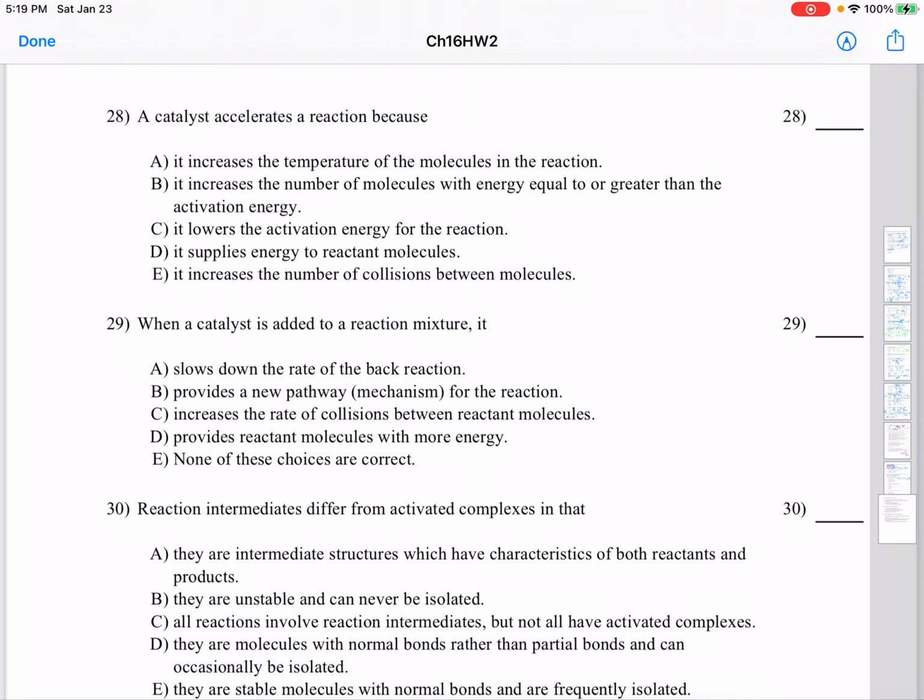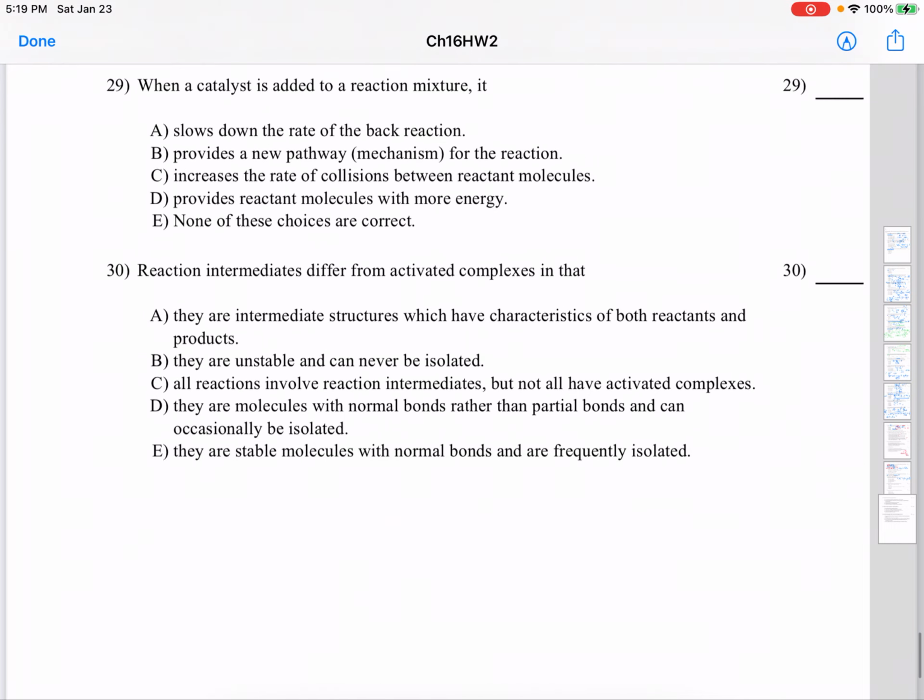When a catalyst is added to a reaction mixture, it slows down the rate of the back reaction, provides a new pathway for the reaction, increases the rate of collisions between reactant molecules, provides the reactant molecules with more energy. None of these choices are correct. So which one is the correct answer? It provides a new pathway or a mechanism for the reaction. We talked about this in the lecture videos also, so refer to that.